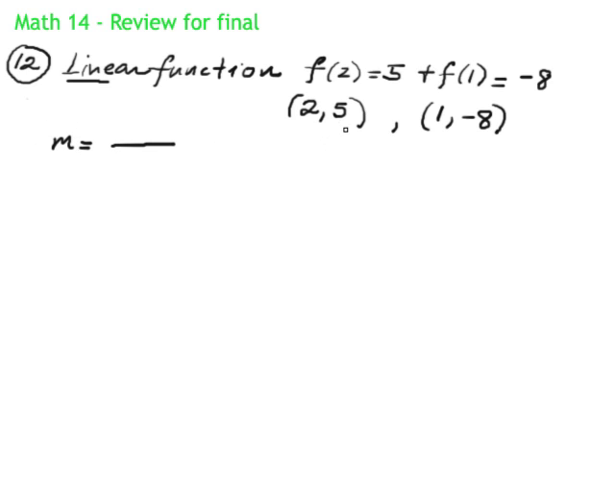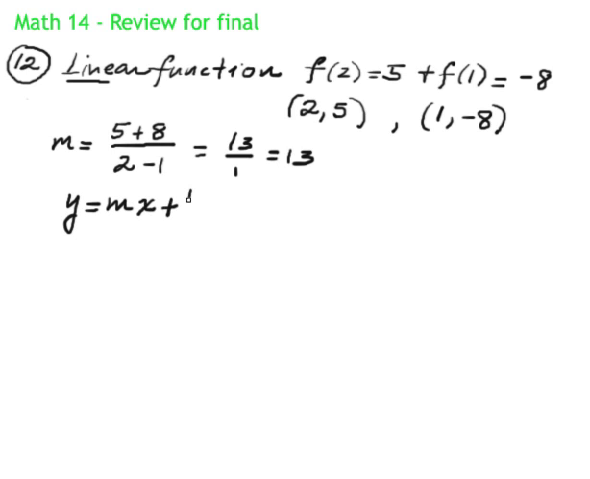So we'll subtract the y values. Let's say 5 subtract -8. That's 5 + 8. And 2 subtract 1. Okay, so the slope is 13. And if we start filling in our equation y = mx + b, we have y = 13x + b.